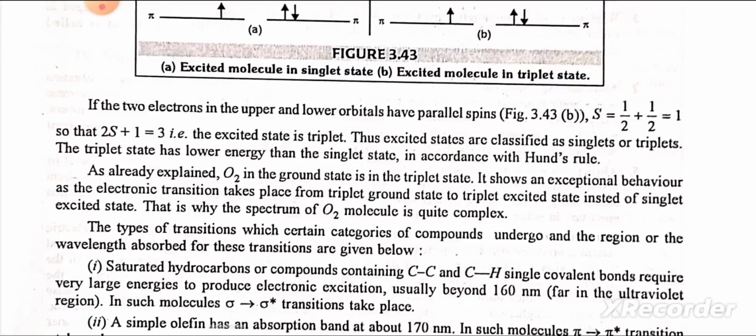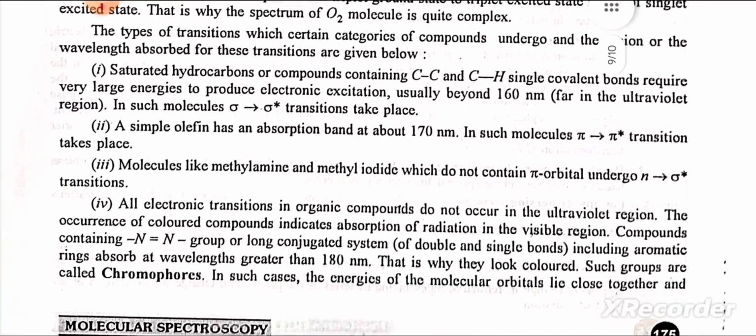The type of transition which certain categories of compounds undergo and the wavelength absorbed for these transitions are given below. Saturated hydrocarbons or compounds containing carbon-carbon and carbon-hydrogen single covalent bonds require very large energy to produce electronic transition, usually beyond 116 nanometer. In such molecules, sigma to sigma star transition takes place. A simple olefin has an absorption band at about 170 nanometer. In such molecules, pi to pi star transition takes place. Molecules like methylamine and methyl iodide which do not contain pi orbitals undergo n to sigma star transition.